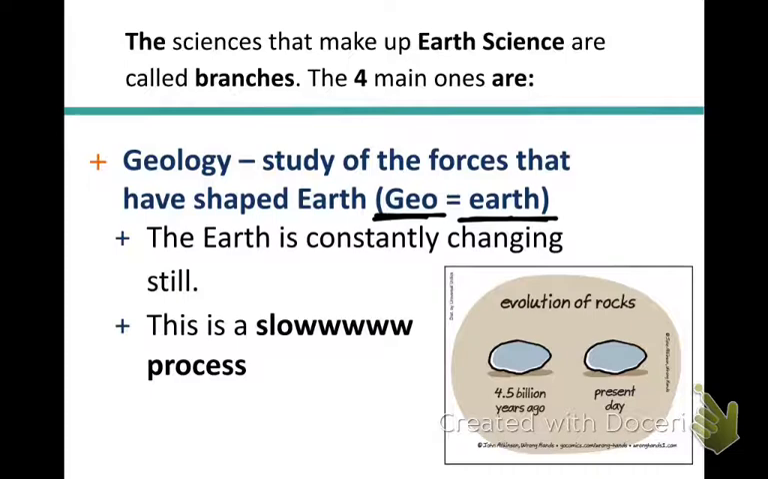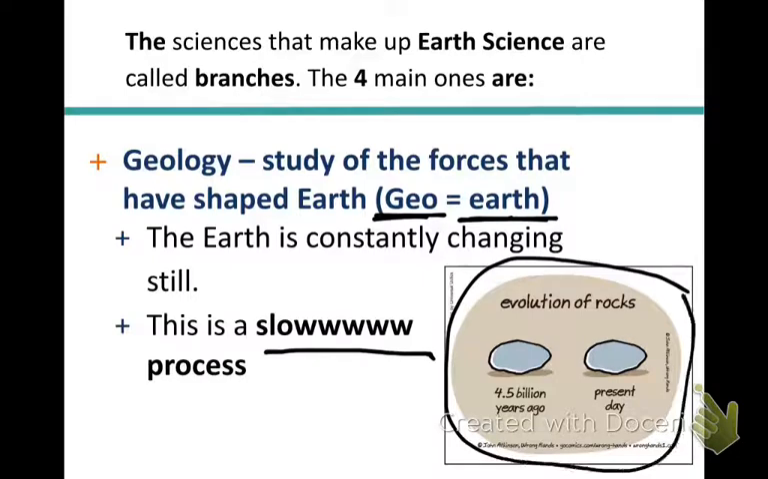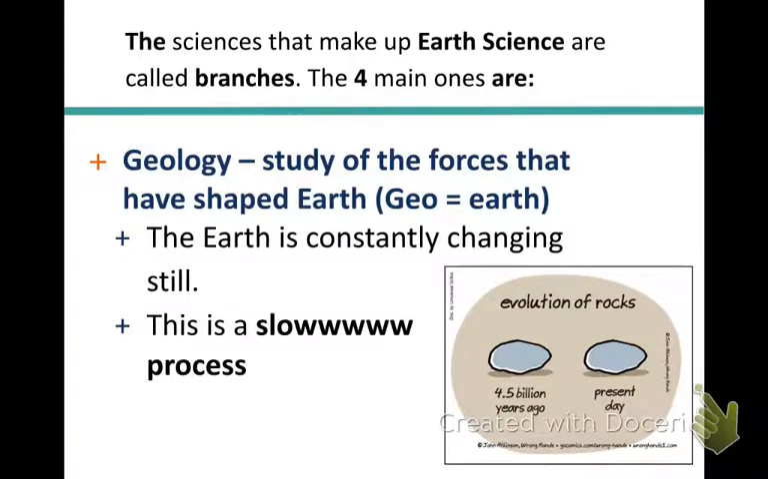So geology is the study of forces that have shaped the earth, and these are very slow processes, okay? Extremely slow. We're looking at rocks, so you can see my little cartoon down here. I thought it was funny. So one rock 14.5 billion years ago to the present day, and you can see no changes. Geology is an extremely slow science. That doesn't mean it's not interesting. It just means that most of the processes occurring within it do take forever to actually occur. Some can be quick, like earthquakes and stuff, but the majority of them are very slow. So that's what we will look at in Unit 4, so you can eagerly await that.